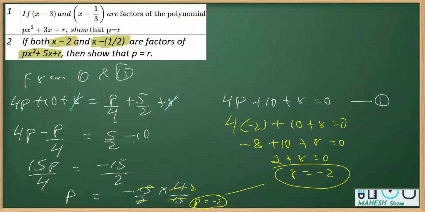So what we proved here is that p is equal to r, right? We got p is equal to r. This is what we needed to prove.